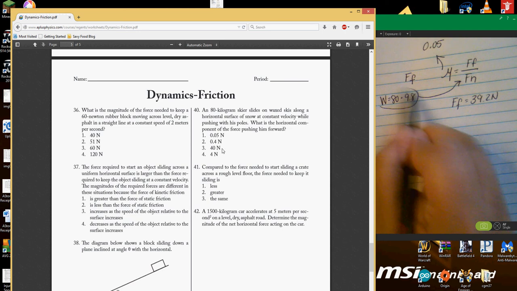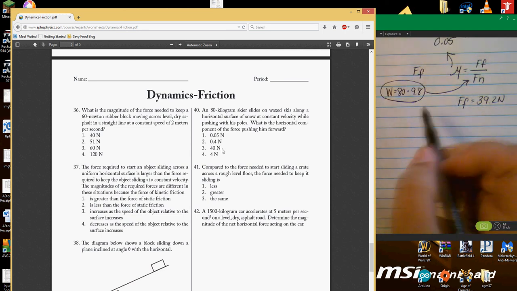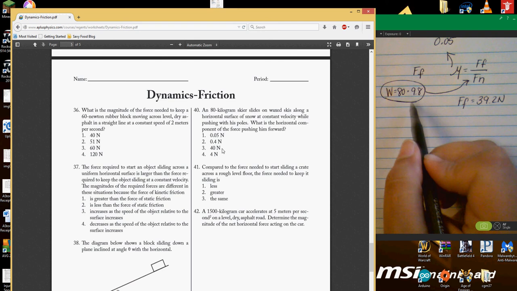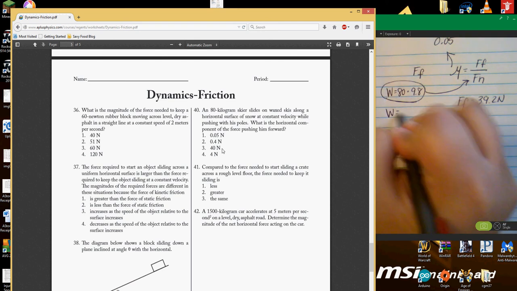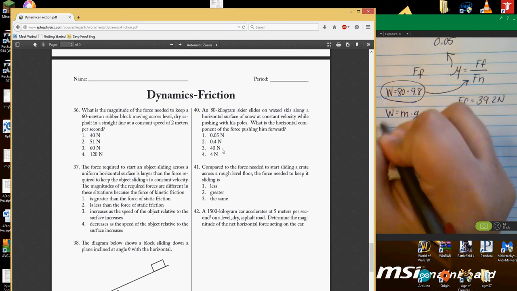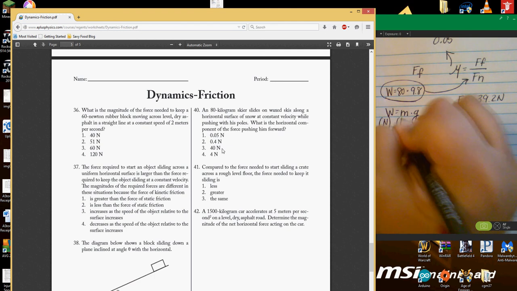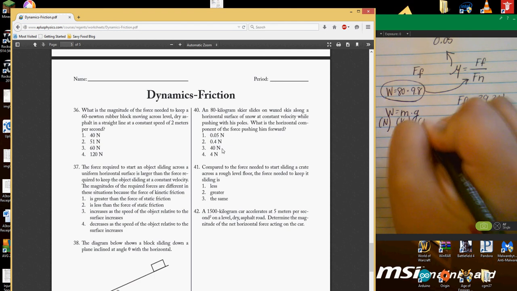So make sure that you know how to find weight. I think this might be on your reference sheet. I don't know, I don't have it with me, but check to make sure. So weight equals mass times gravity. That's going to be your newtons. And that's how you get your newtons based on your weight. Your mass is always going to be in kilograms, and your gravity is in meters per second squared.